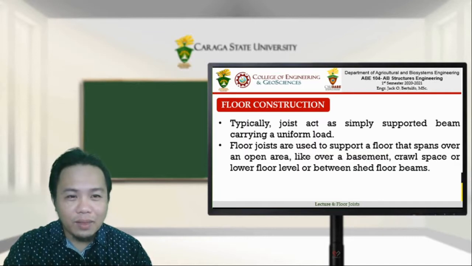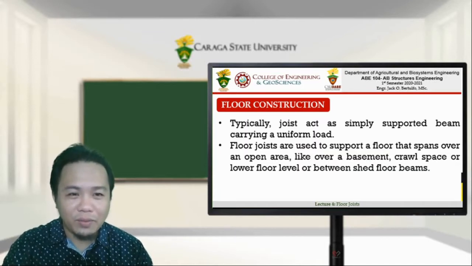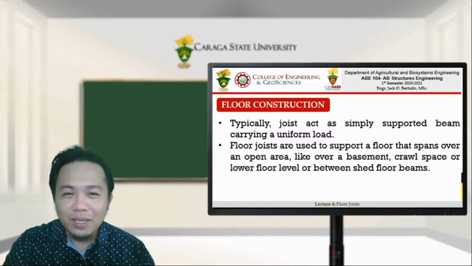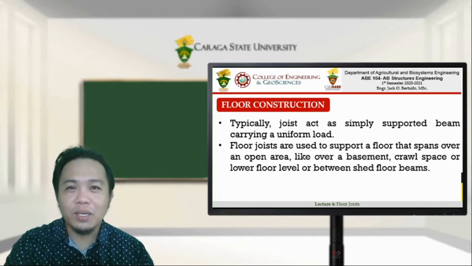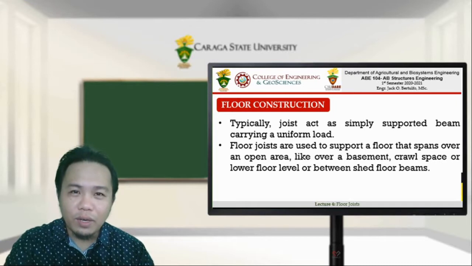Okay, so typically joists act as simply supported beams carrying uniformly distributed load. It is very simple because most of our examples last time were about beams carrying uniformly distributed load. So how do we calculate its maximum moment? Just WL squared over 8, and for shear force, it is W over 2.